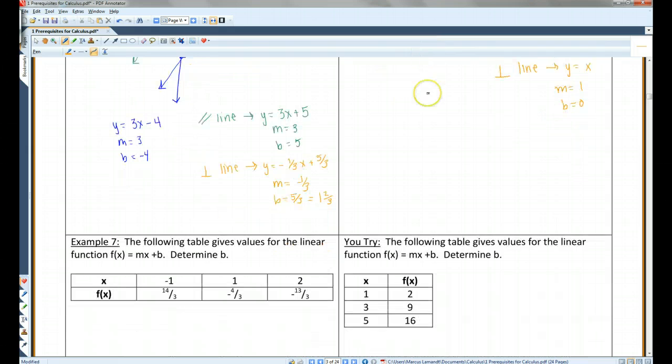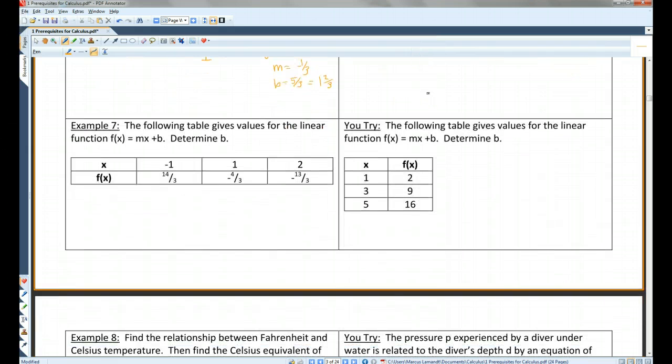Okay? Alright, next example. The following table gives the values for the linear function f of x equals mx plus b. Determine b. Alright. Hopefully you guys can tell that this is pretty much slope-intercept form. These points make up a line. Okay? So, if you were to find the slope, first of all, the slope between any of these 2 points, because it makes a straight line, well, you already know it makes a straight line because it's linear, just pick 2 points and find the increments.